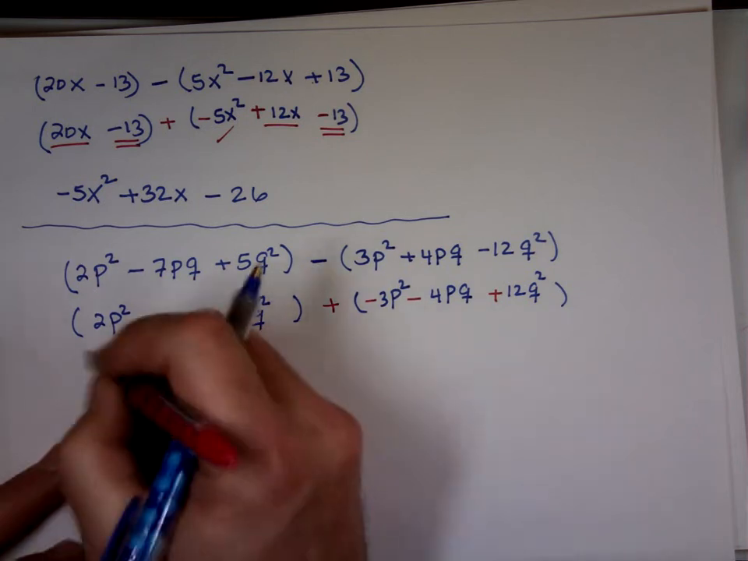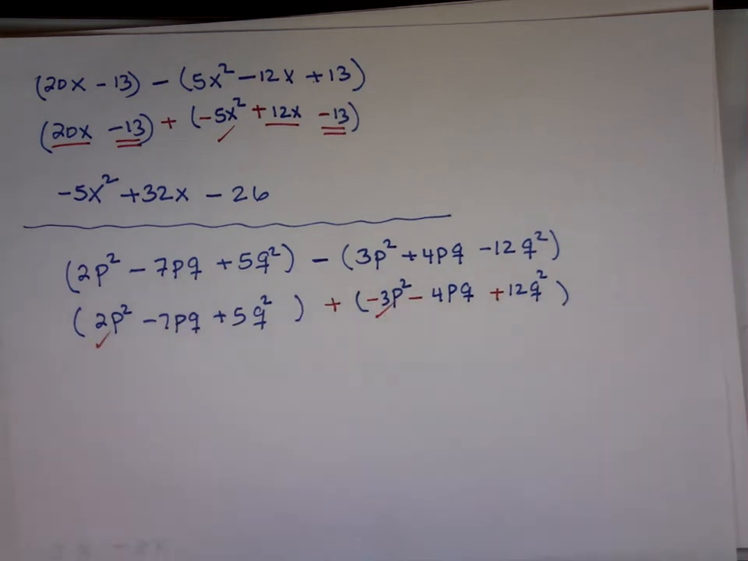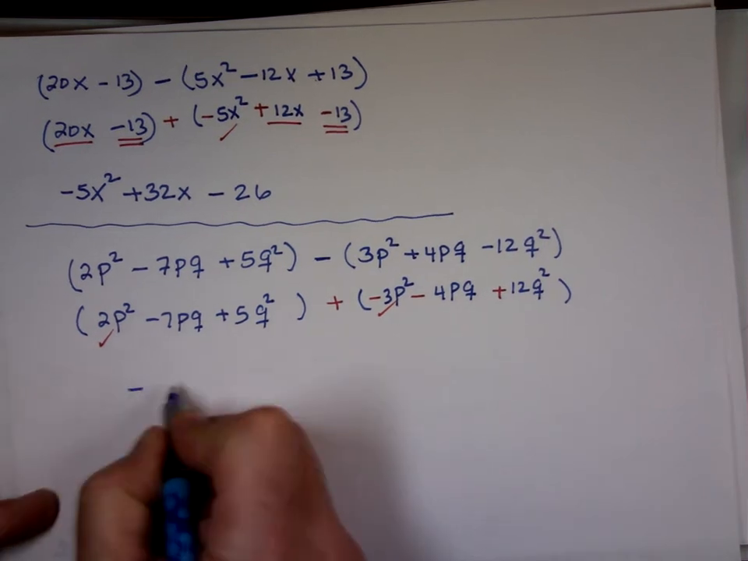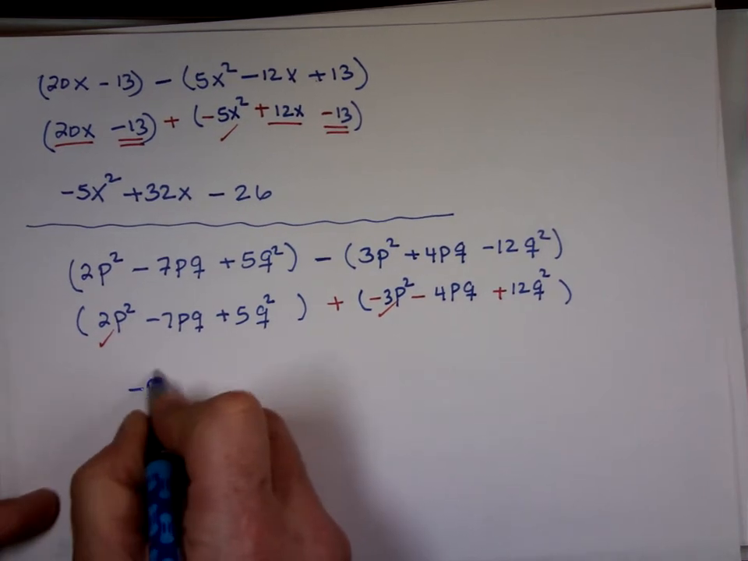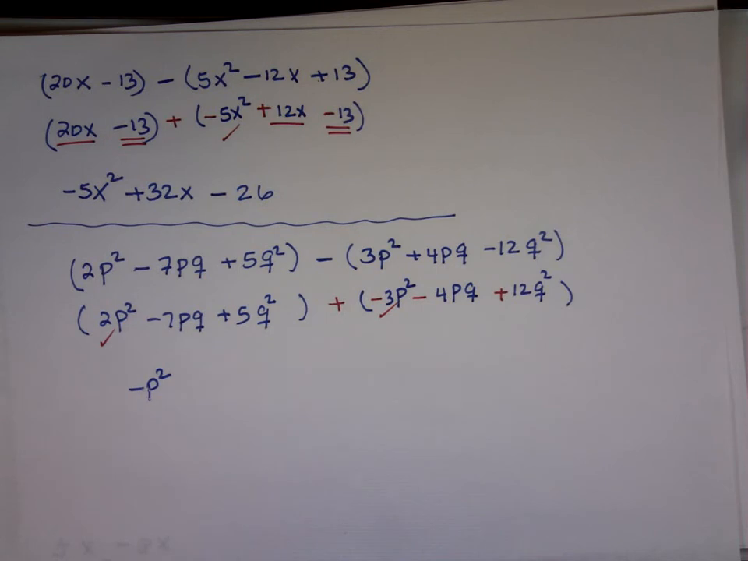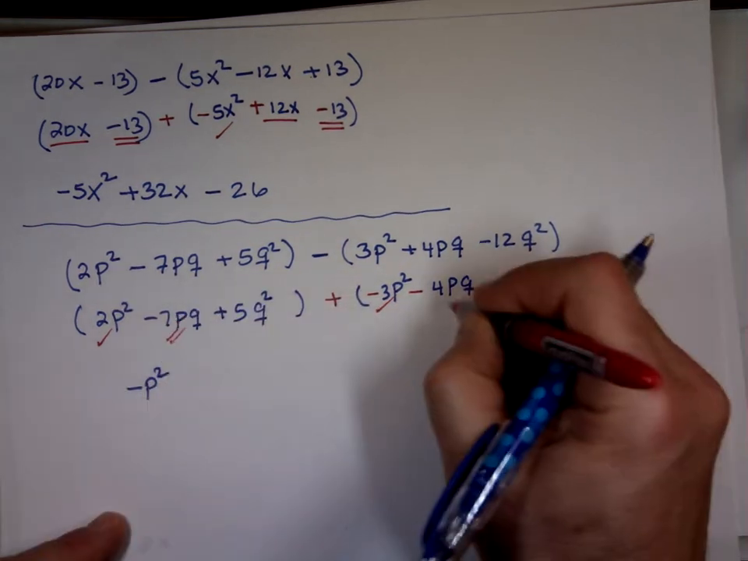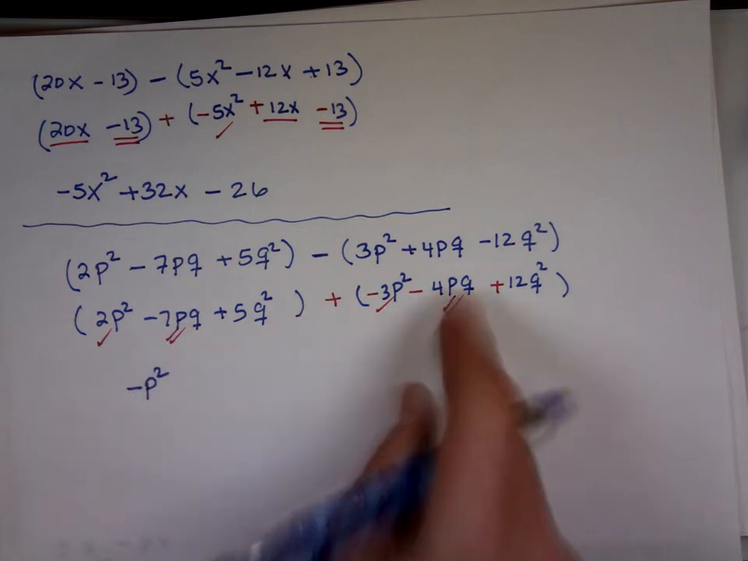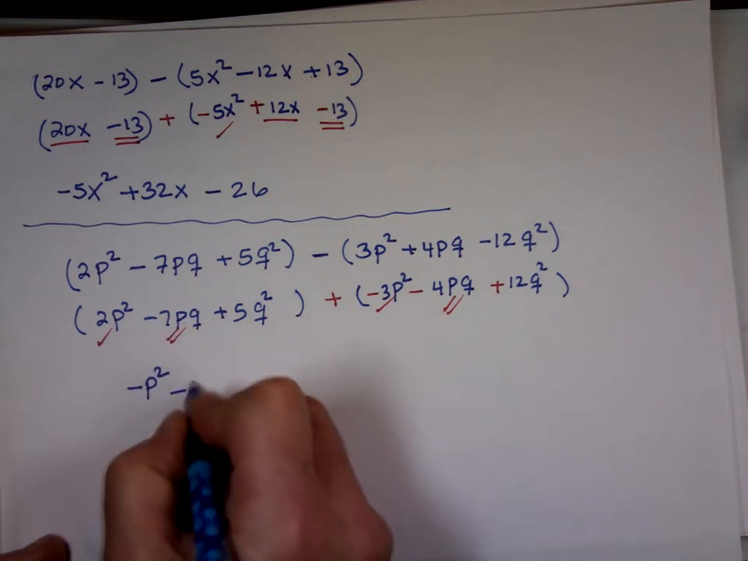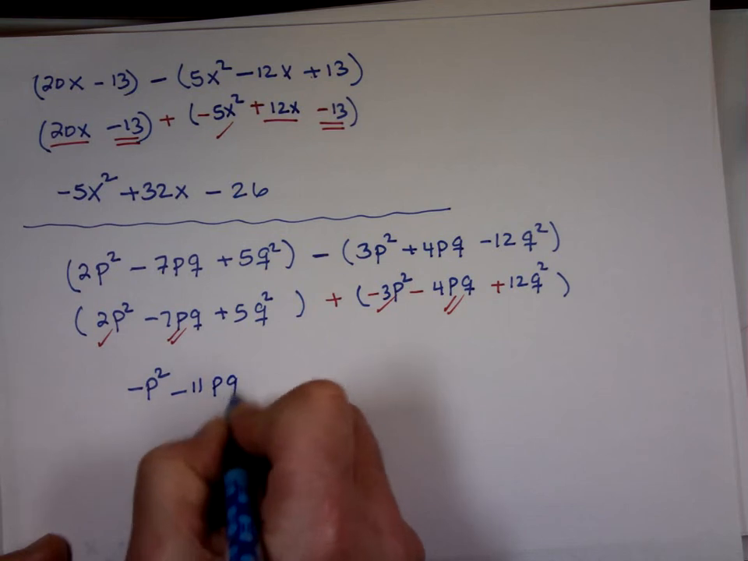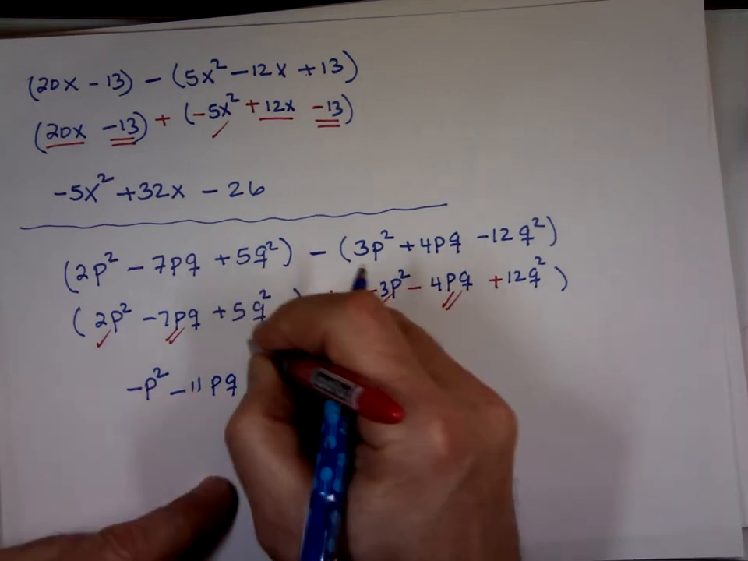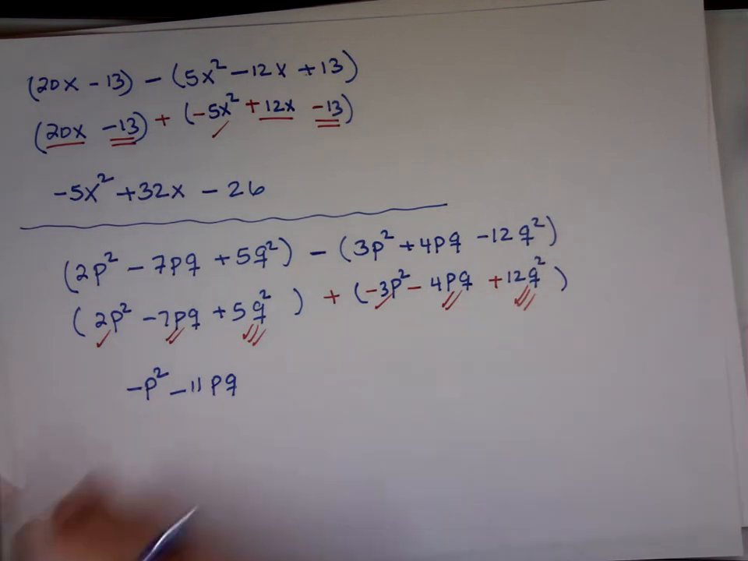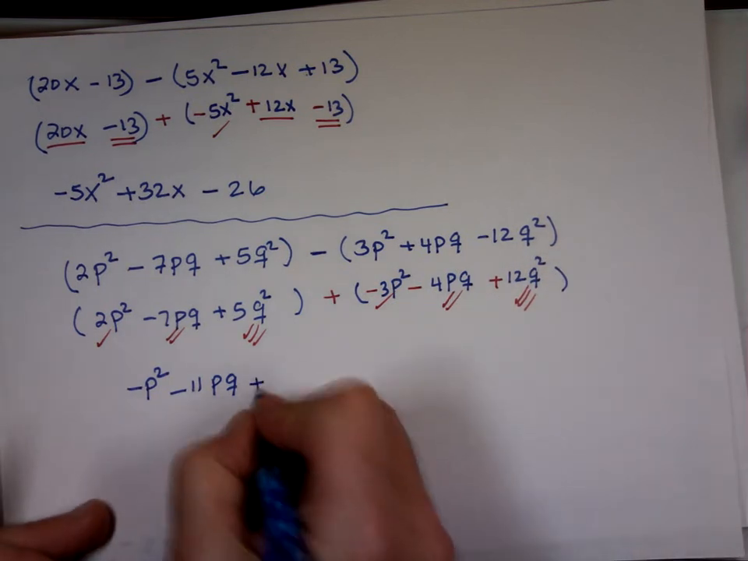This and this are the same type. 2 minus 3, which is negative 1. I don't have to write the 1. This and this are the same type. Negative 7 minus the 4. Negative 11pq. And this one with this one. 5 plus 12, which is what? 17q squared.